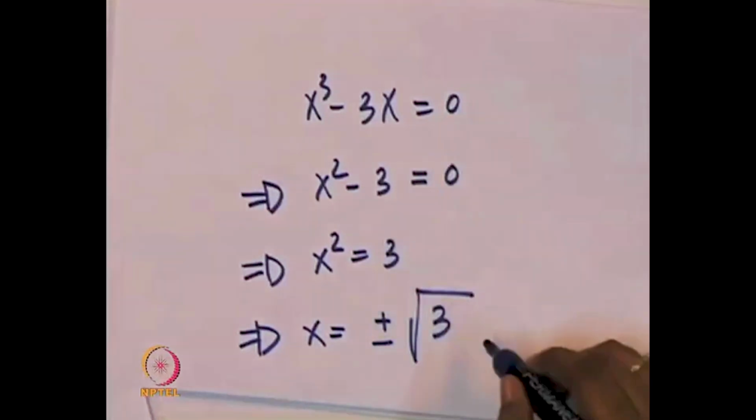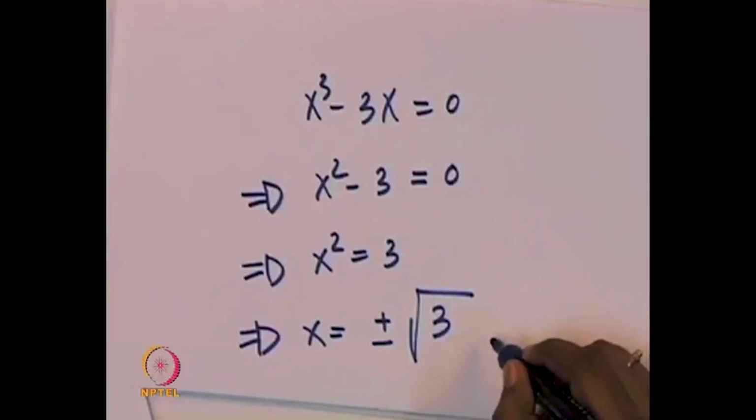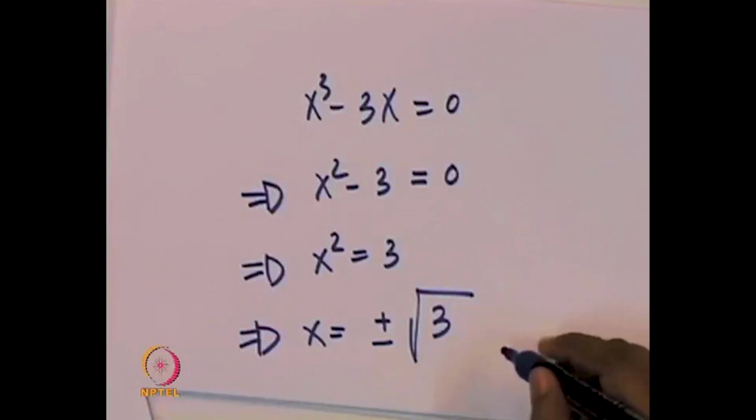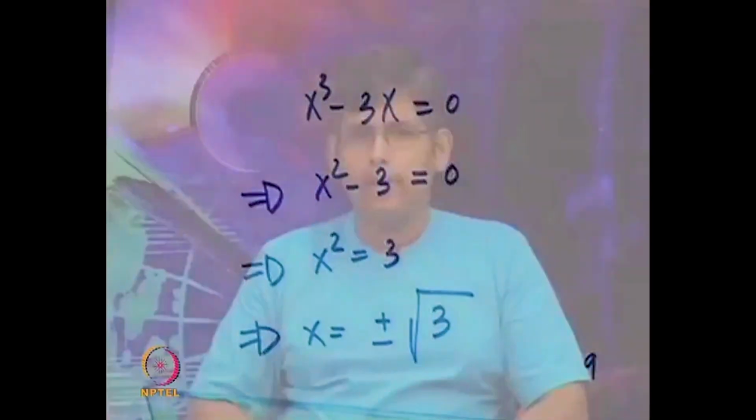So, square root of 3 is what? Square root of 4 is 2. So, square root of 3 is just below 2, like 1.7 something. So, when x is just below 2, you will have this function f of x reaching 0.